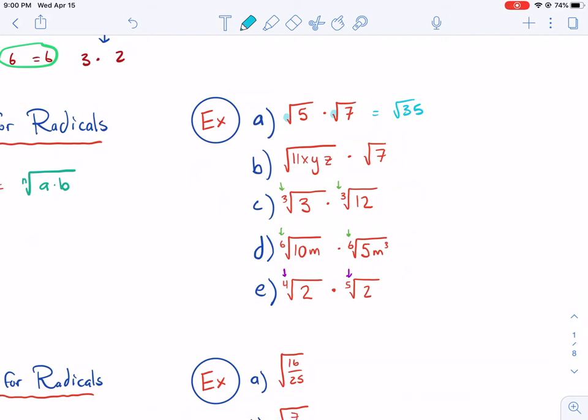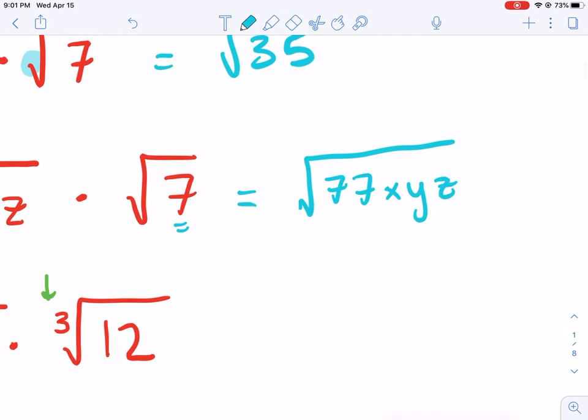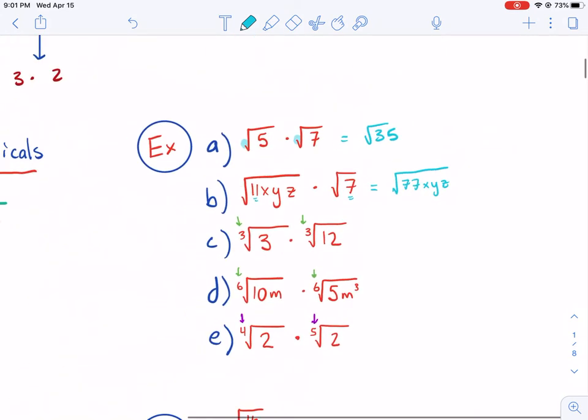Next up, we have the square root of 11xyz times the square root of 7. The only thing we can really combine in terms of multiplying underneath the radical, because the indexes are the same, is the 7 times 11. So we're going to write this as the square root of 77xyz.